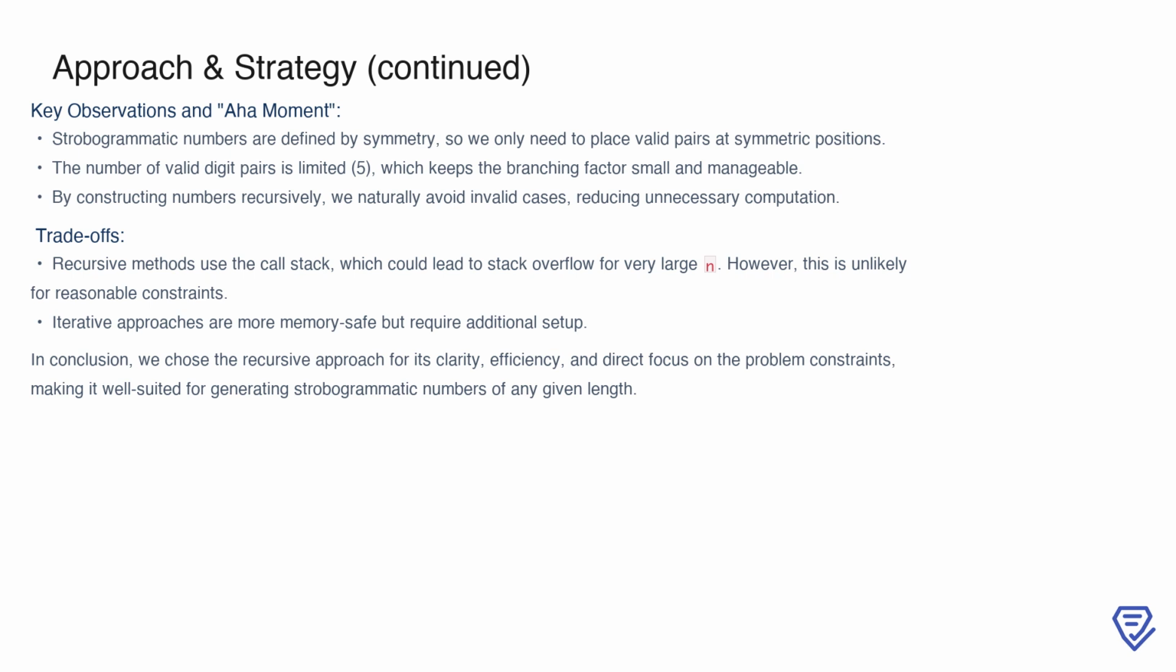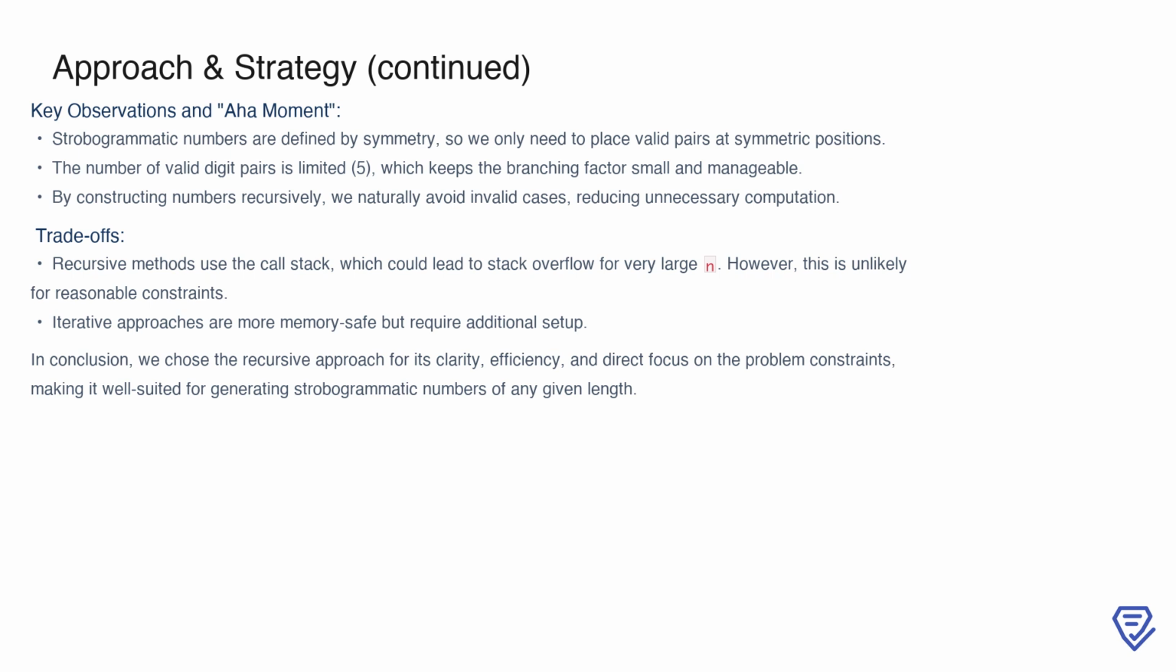By constructing numbers recursively, we inherently avoid invalid cases, eliminating unnecessary computation. This efficiency stems from the limited number of valid digit pairs, which keeps the branching factor small regardless of the length n. However, as with any approach, there are trade-offs. Recursive methods rely on the call stack, which could theoretically lead to a stack overflow for very large values of n. That said, this is unlikely within reasonable constraints typically encountered in this problem.